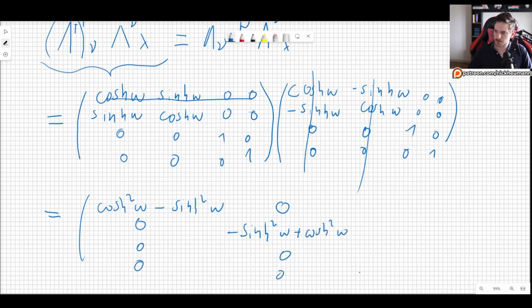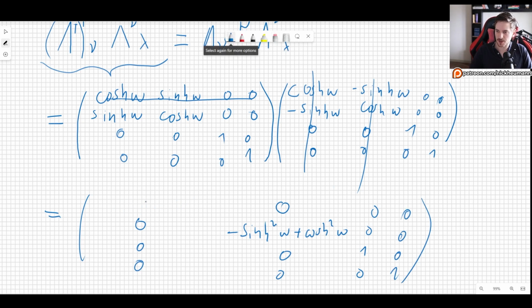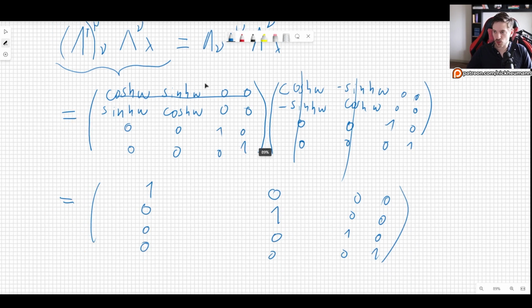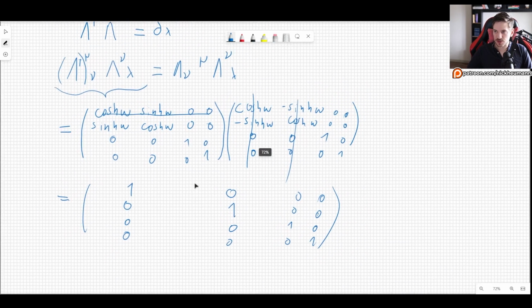0, 0, 0, 1, 0, 0, 0, 0, 0, 1. But what are these things? This is simply 1, right? It's one of the identities of the hyperbolic trigonometric functions. And this right here is also 1. So there we go. We just got, as a result, the identity matrix here in 4x4.